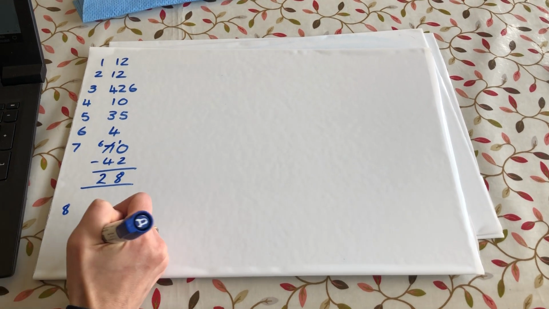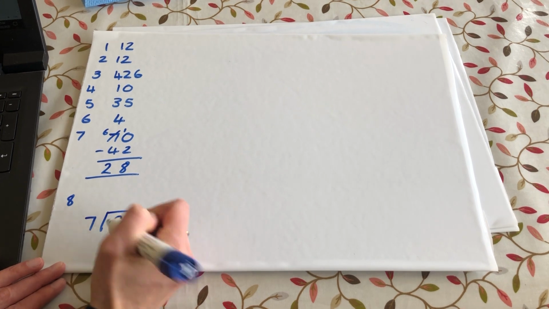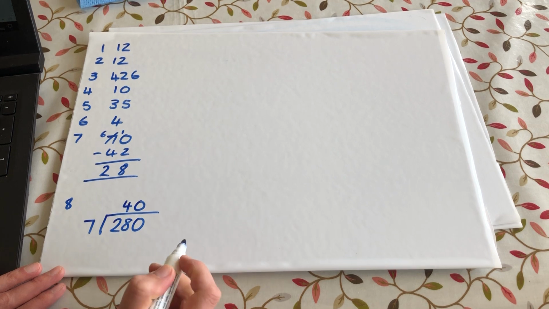Question 8. 7s into 280. 7s into 28 goes 4 times. 7s into 0 goes 0.